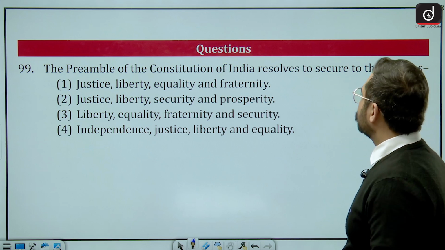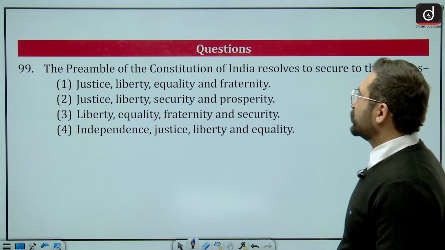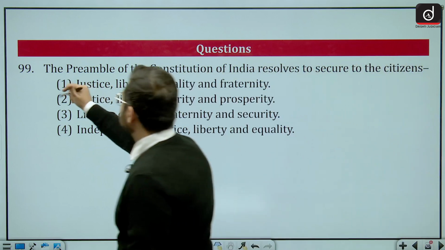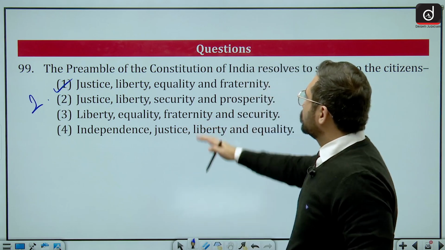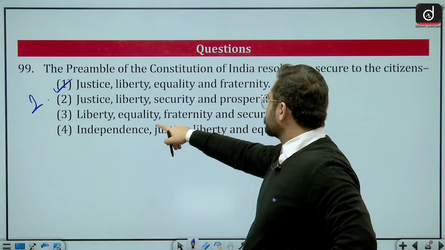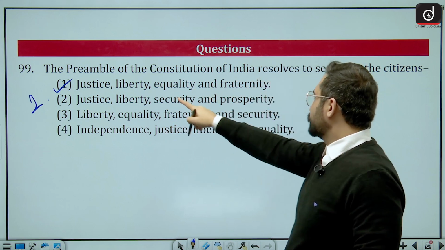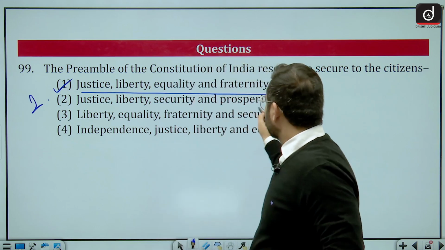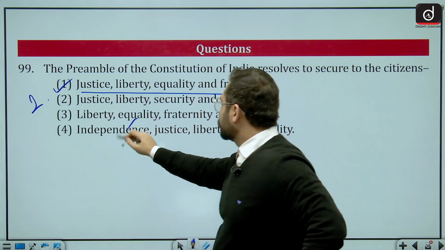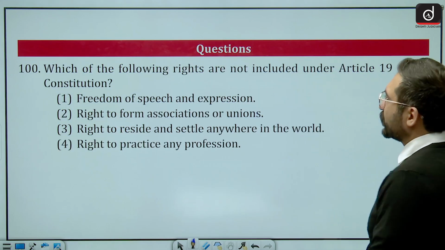The preamble of the Constitution of India resolves to secure to the citizens. Everyone knows about justice, liberty, equality, fraternity. First is the correct answer. Justice, liberty, security is not there. Justice, equality is not there. Justice, liberty, equality, fraternity, this is the correct sequence. Security is here, so independence is not there. First is your answer. Anyhow, आँख बंद करके आप सही चीज मार्क करेंगे.